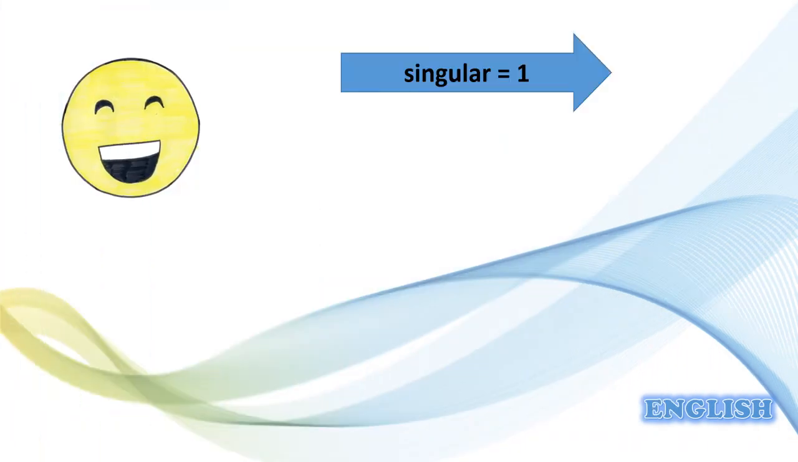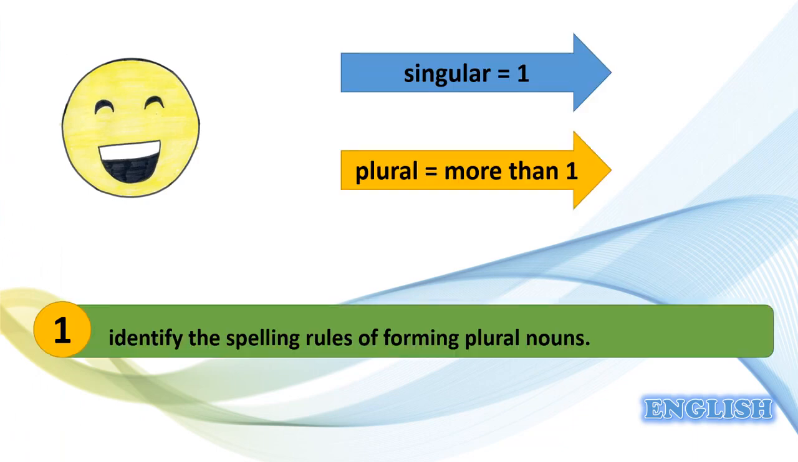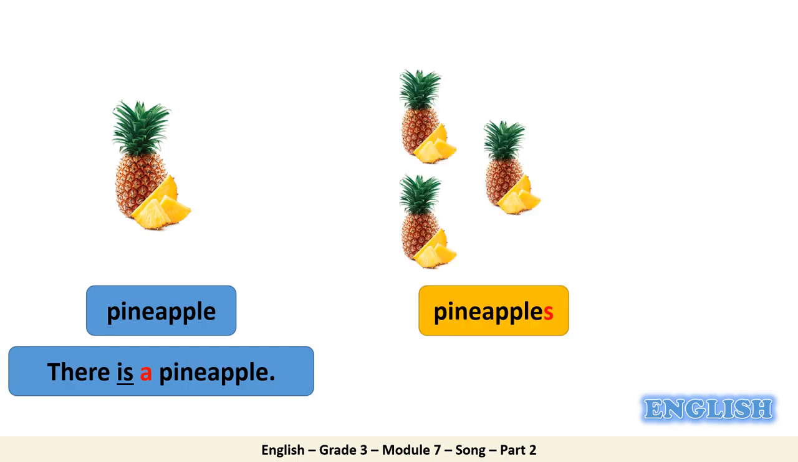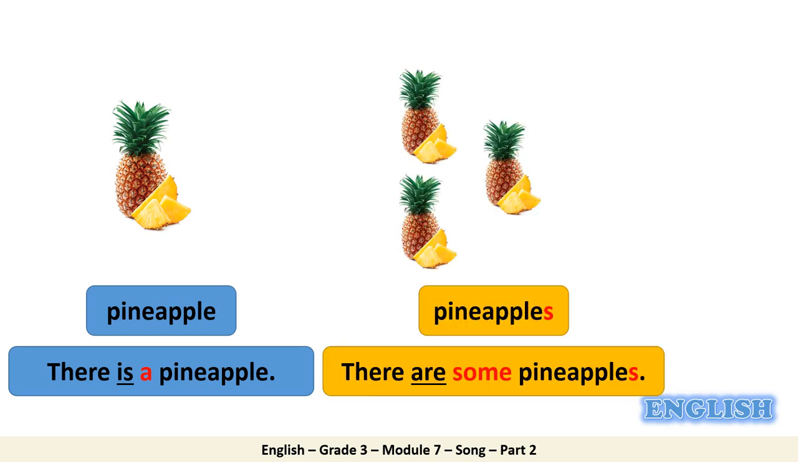Now that you have learned about singular and plural, are you ready to learn the spelling rules of how to form plural nouns? I am sure you are. Let's start. Let's learn the first spelling rule by reading these sentences. There is a pineapple. There are some pineapples. Did you notice the difference?